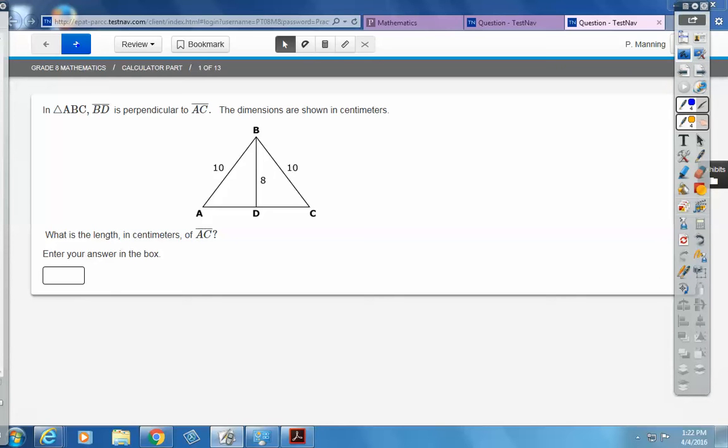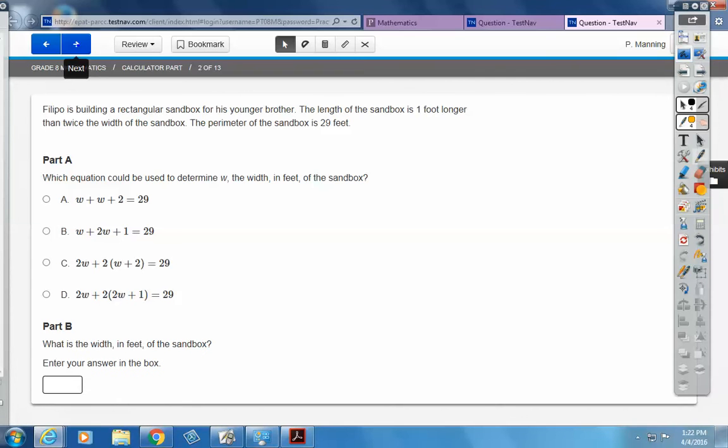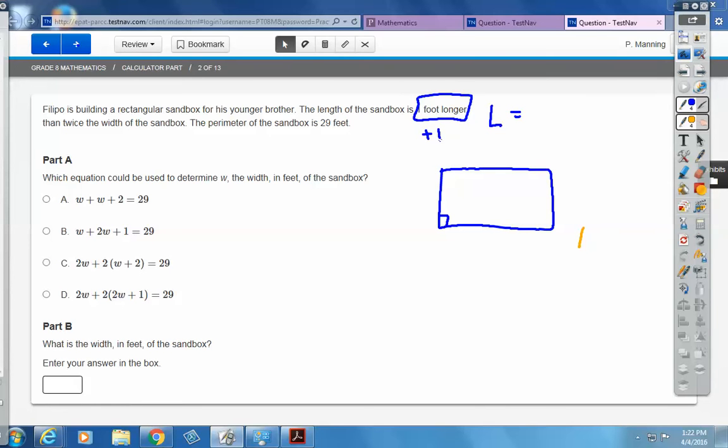Problem number 2. All right, Filippo is building a rectangular sandbox for his younger brother. Let's draw this sandbox. The length of the sandbox is 1 foot longer, so I am adding 1, than twice the width of the sandbox. Twice the width means I'm multiplying the width by 2. And the perimeter is equal to 29.